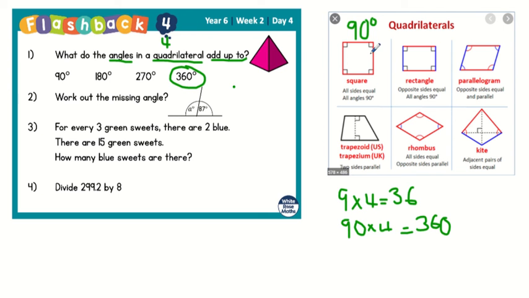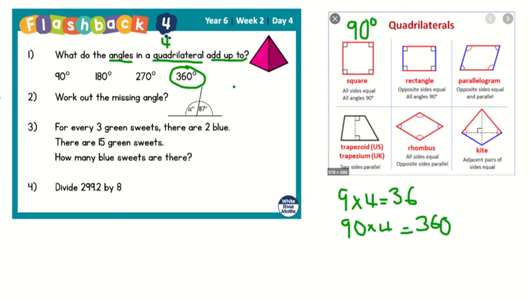I worked that out using my knowledge of a square, but the same would apply to a rectangle. Again, there are 4 90-degree angles. If I have a look at my parallelogram, I've got 2 acute angles and 2 obtuse angles, but they would still add up to 360 degrees. And actually the opposite angles are equal, so you might even be able to challenge yourself, Year 6, to work out the angles in the parallelogram. And similarly to a rhombus, all the angles will add up to 360.